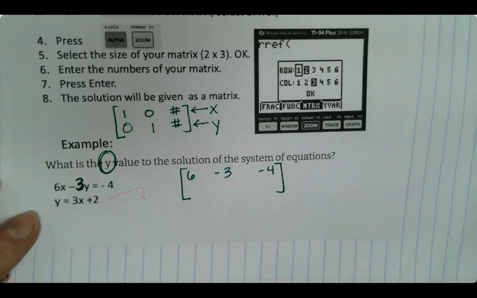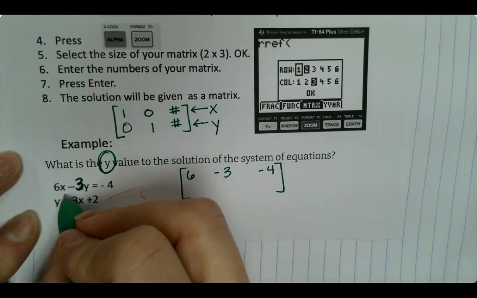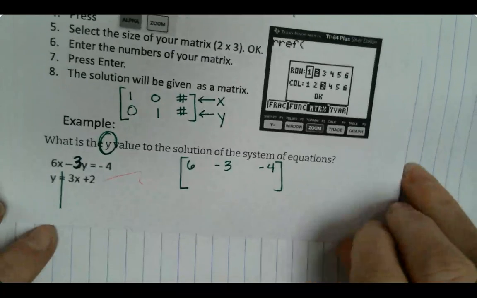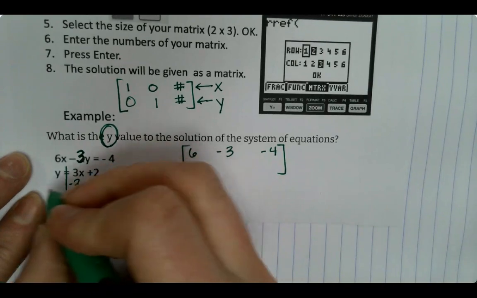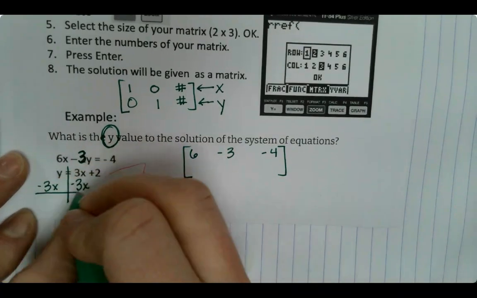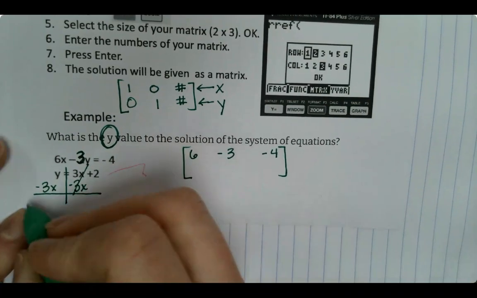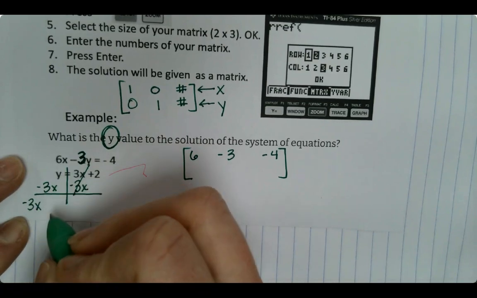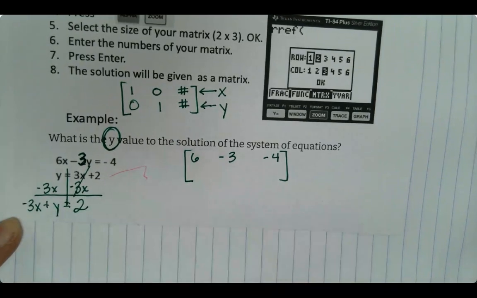The second equation is not written in standard form. It's written in y equals form. But all we need to do is move the x to the other side. So I'm going to draw my line down my equal sign. Anytime you move it across that line, you have to change the sign. That means it's negative 3x because we want x to go first. Y is positive, so I put plus y equals 2.